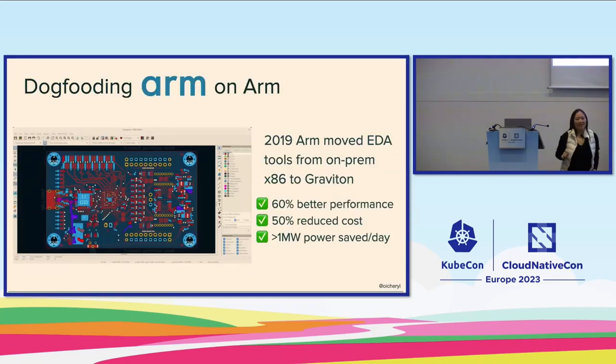And of course, you wouldn't be a good tech company if you weren't dogfooding your own stuff. So in 2019, ARM was using EDA, which is electronic design automation, very compute-heavy workloads that are used to design ARM chips. That was running on-prem on x86, and they decided to move those to Graviton as well. They got 60% better performance, cut the cost in half, and saved a bunch of power, which is good for the environment, good for the world.